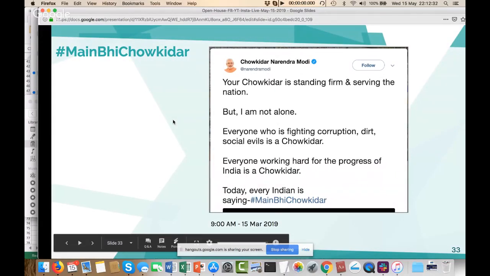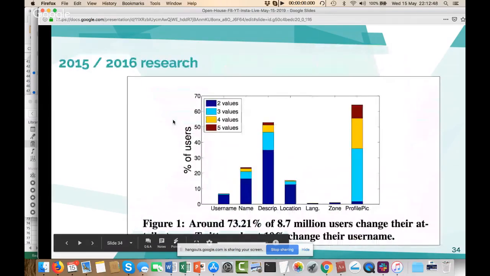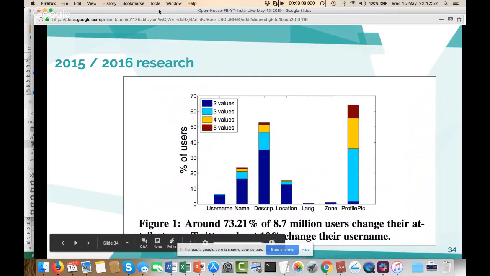I'm sure many of you would have heard about this Main Bhi Chowkidar campaign. This is the first tweet that was posted with the hashtag Main Bhi Chowkidar. So we got curious about it and started collecting data. We have some background in understanding the username changes or information that users change over a period of time. This is work that one of our PhD students, Parithi, did some time back.